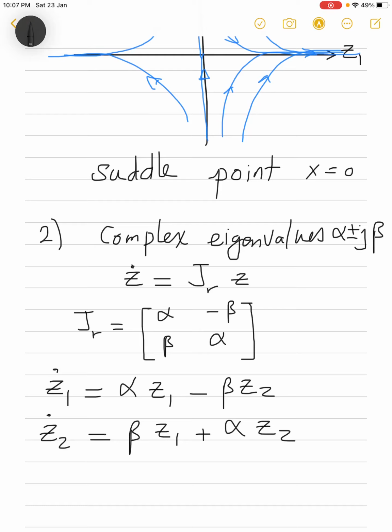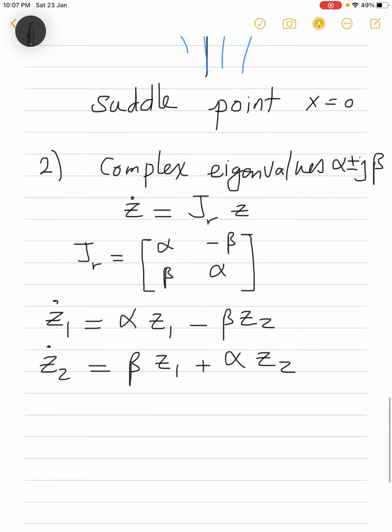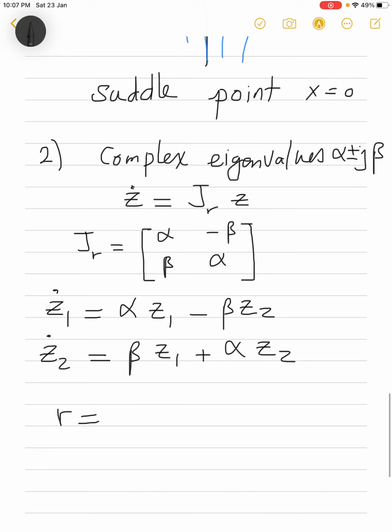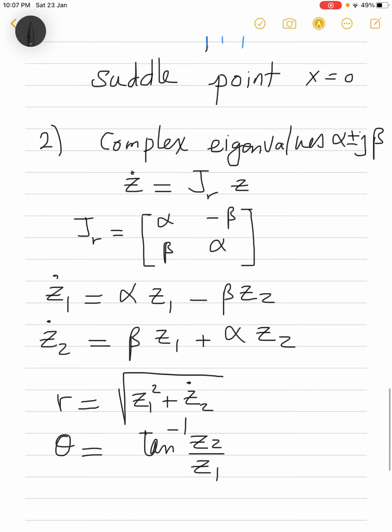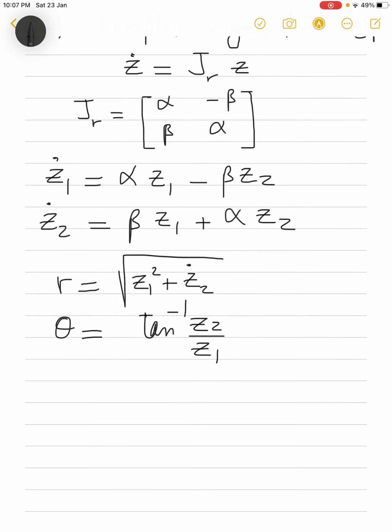To solve the equations in an easier way, we redefine actually the state variables. So I'm going to take r, which is equal to the square root of z1 squared plus z2 squared, and we'll take theta as inverse tan of z2 over z1, and we'll see that that will yield differential equations that are easier to solve.